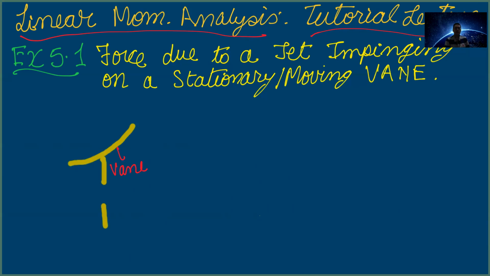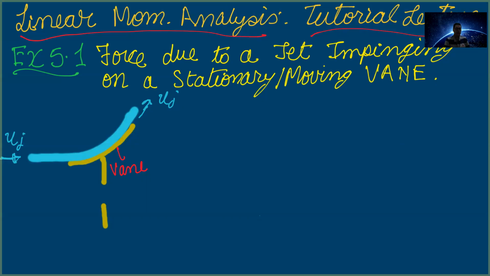So this is a vane, which is like a blade fitted on a wheel which is free to move, and this is a jet. Let us say it's a water jet which is striking this vane, and you can see that it sticks to the surface of the vane and it moves with a constant velocity. We are assuming that the velocity of the jet remains constant as it passes over the surface of the vane.